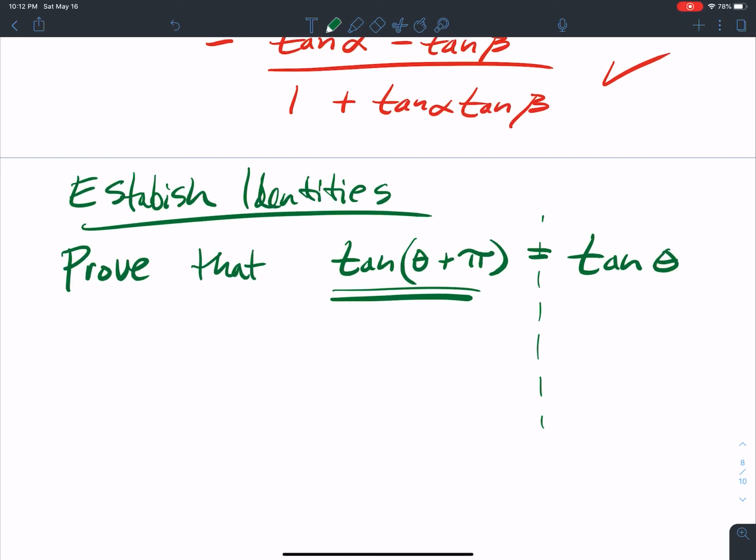So you're not adding or subtracting on a side of the equation. You're proving that one thing is equivalent to the other thing. So we're trying to make this look like tangent theta. So how do we do that?